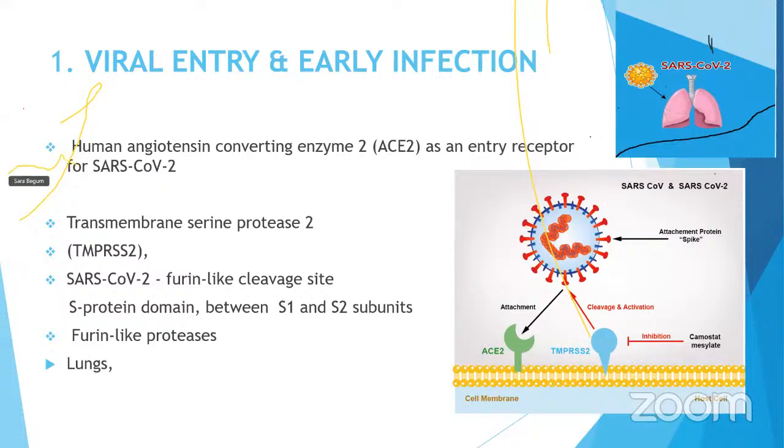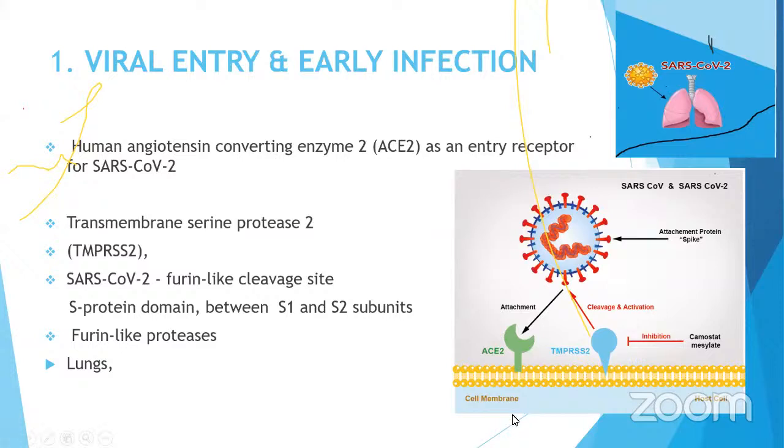SARS-CoV-2 infection needs a receptor for entry. That receptor is ACE2, human angiotensin converting enzyme 2. First, the SARS-CoV-2 spike protein attaches to the ACE2 receptors.